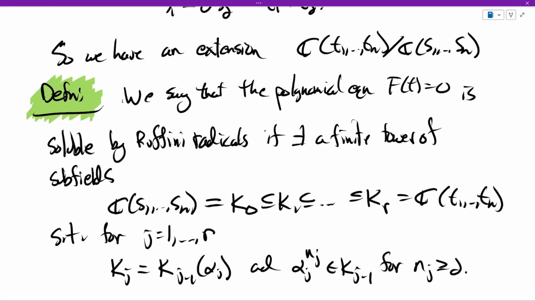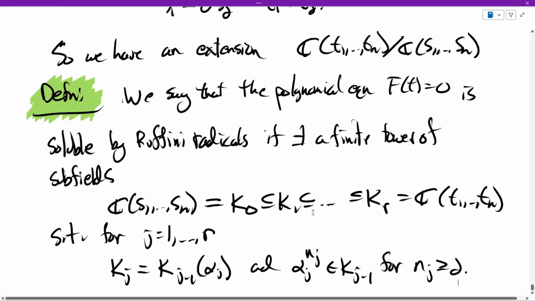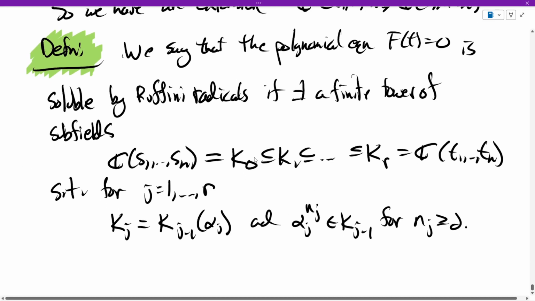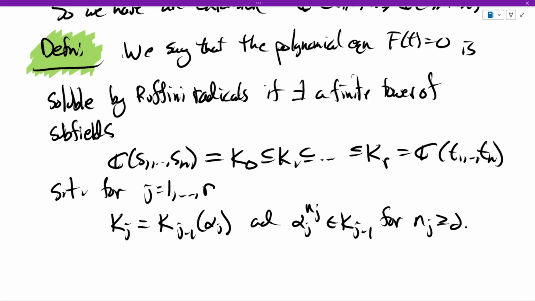All right, what in the world is this saying? This is saying that we build a tower of extensions by adding in roots. What this is saying is alpha j is an njth root of an element of kj minus 1. So the alphas that we're adding are just roots. So we go from one to the next by just adding in roots. A root is a radical. Okay? So that's what we're saying here.